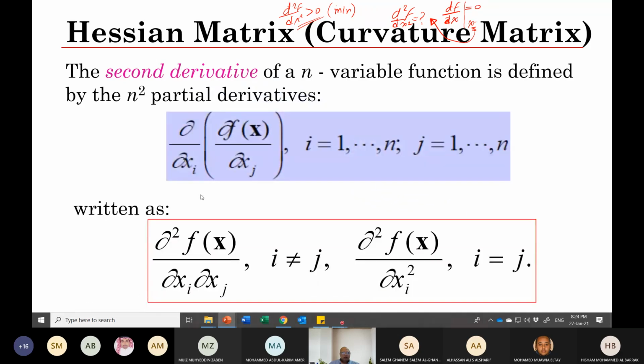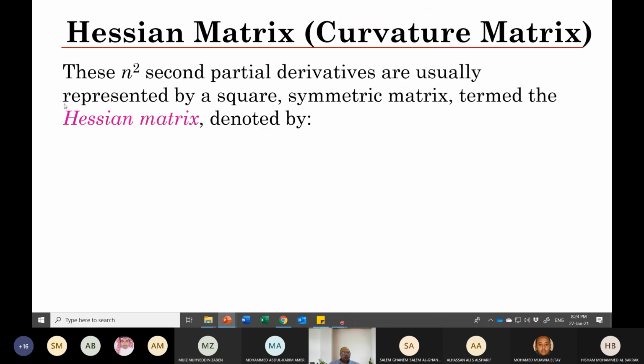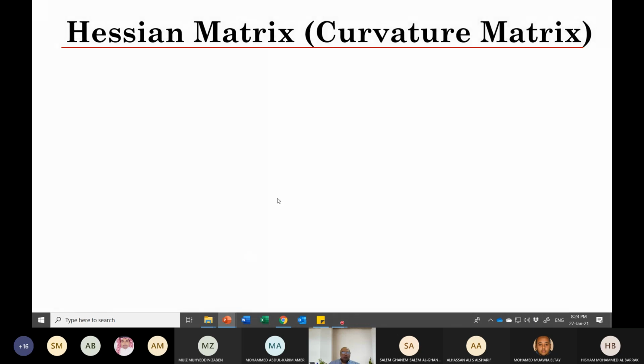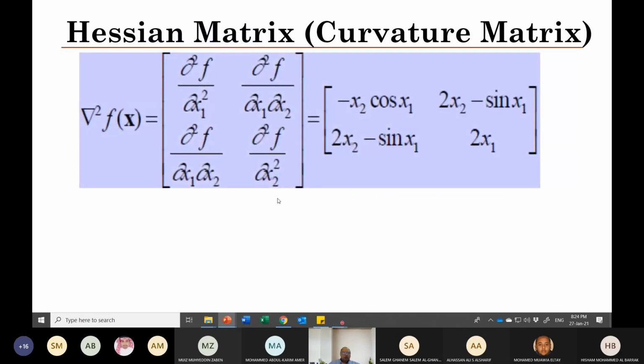So this is the second derivative. And of course, you can create what we call the Hessian matrix. It is an n by n square symmetric matrix determined as such, H of x equal to this. Okay, so for that example, again, this is the second derivative with respect to x1, x2, x2, x1, and x2 square. So this is the second derivative or the Hessian matrix for that example.